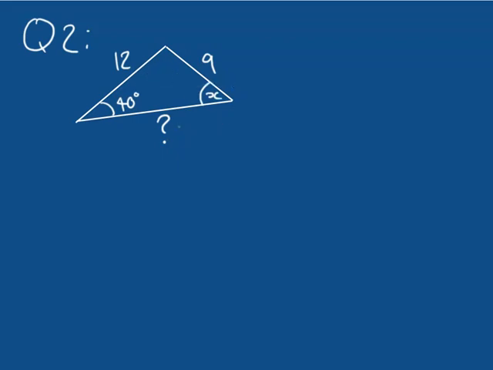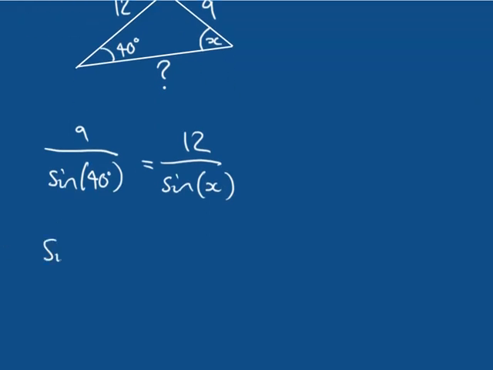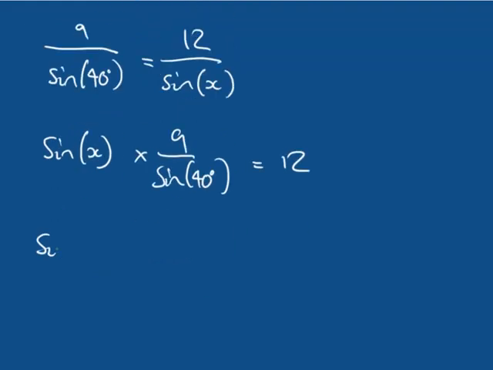So writing this in the form of our sine rule, we know that 9 over the sine of 40 degrees is equal to 12 over the sine of x. We can rearrange this to find x. So I know therefore that the sine of x multiplied by 9 over sine of 40 is equal to 12, and therefore the sine of x is equal to 12 divided by 9 over the sine of 40 degrees.